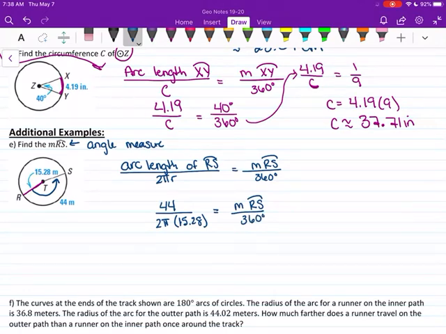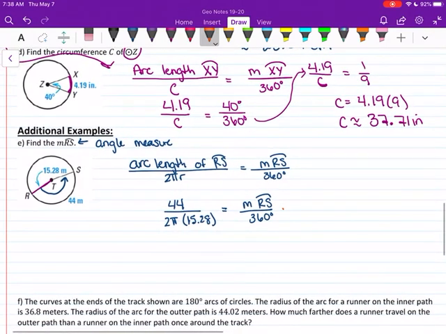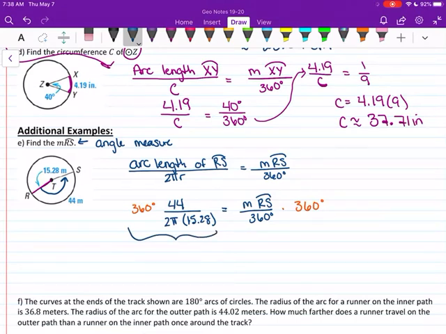So now I can multiply both sides by 360 degrees to cancel out that 360 degrees, because remember, I'm solving for the measure of the angle. All right, so I'm going to multiply by 360 degrees. And so 44 times 360 divided by, and make sure you put parentheses around your entire denominator when you divide all that. Okay, so I'm just going to plug all of this into my calculator in one step, and I am going to get approximately 165 degrees. And that is about the measure of arc RS.